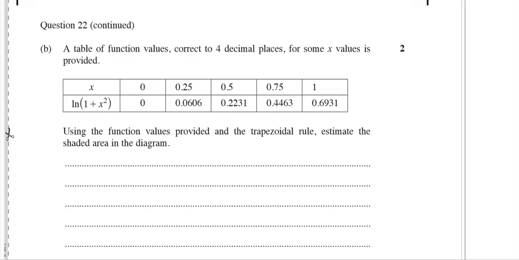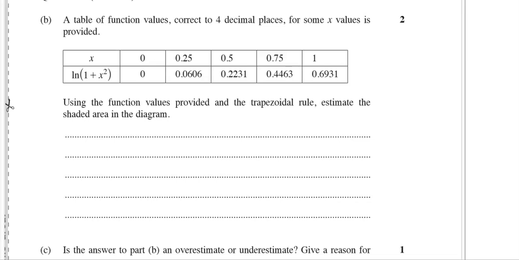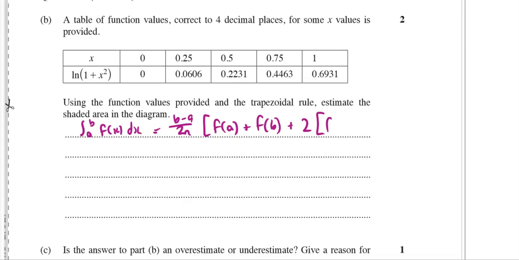Okay, question 22b. A table of function values correct to 4 decimal places for some x values is provided. Using the function values provided and the trapezoidal rule, estimate the shaded area in the diagram. Recalling that shaded area in the diagram was the area under the curve for x between -1 and 1. Okay, so I would write down the trapezoidal rule from a to b f x dx. That integration is b minus a all over 2n, f of a plus f of b plus twice the values in between.